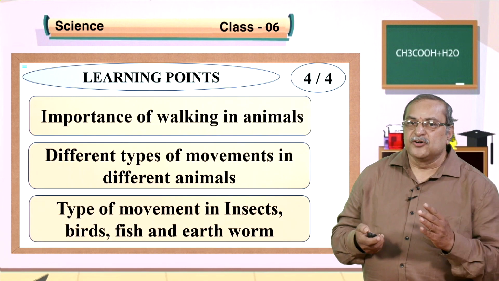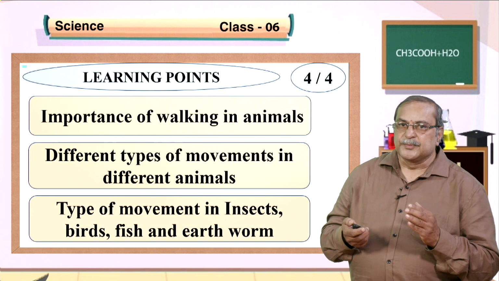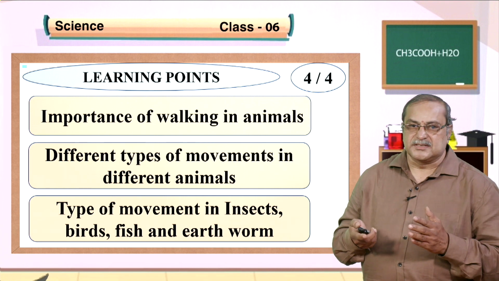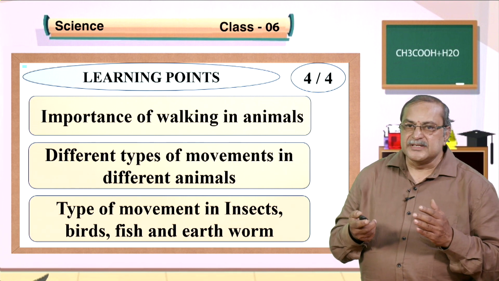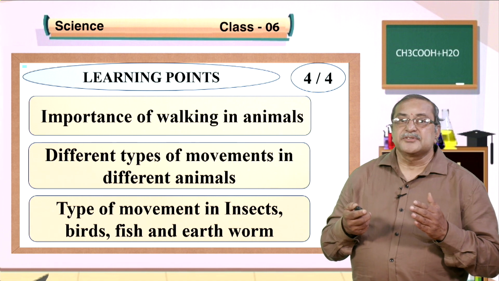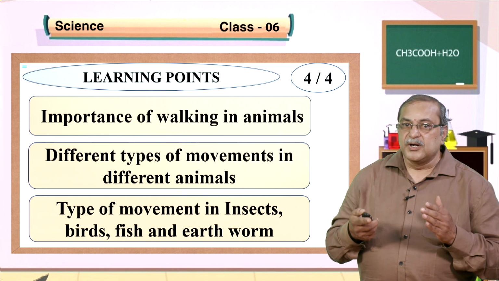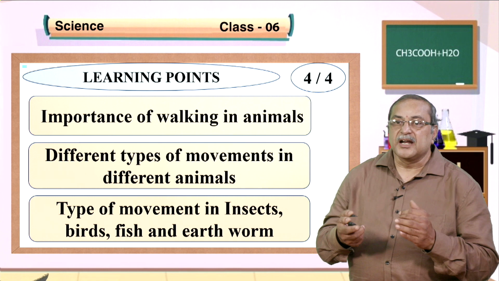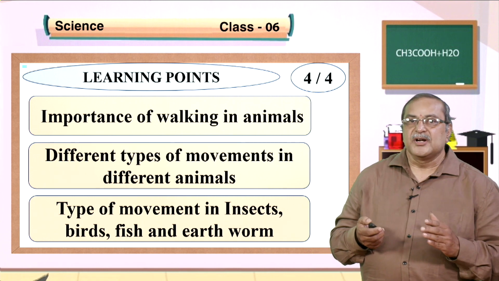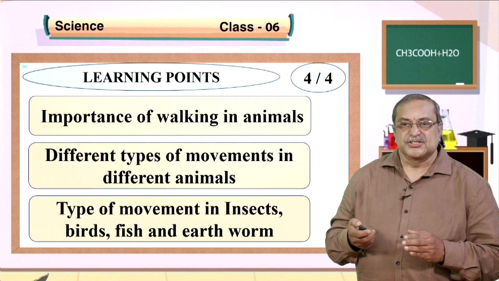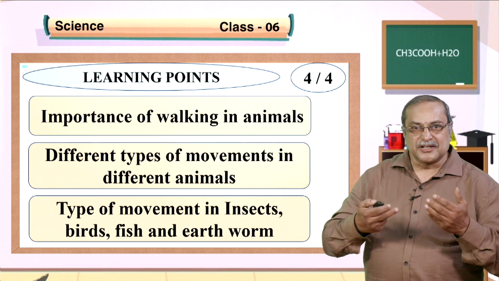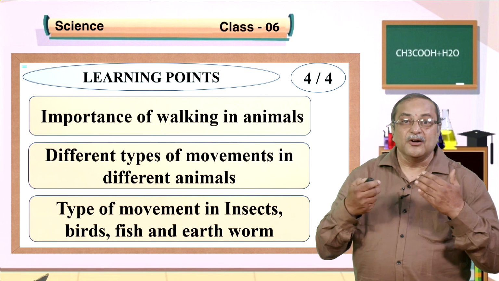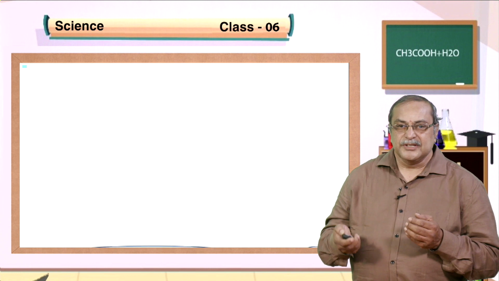Next, in the fourth session, we are going to learn about the importance of walking in animals, different types of movements in different animals, and types of movement in insects, birds, fish and earthworm. So these are the learning points for the fourth session. It is very interesting. We are learning about our body parts and how they work. Clear? Okay.